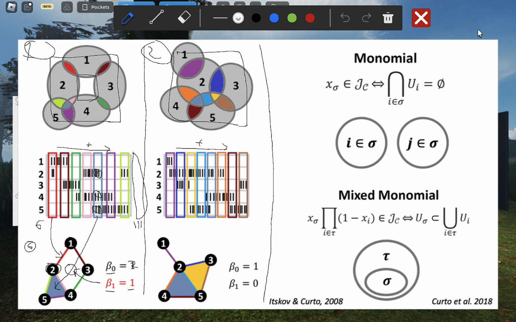And if you're interested in how to calculate that, then you can look up simplicial homology. And then the same thing happens here on the right.